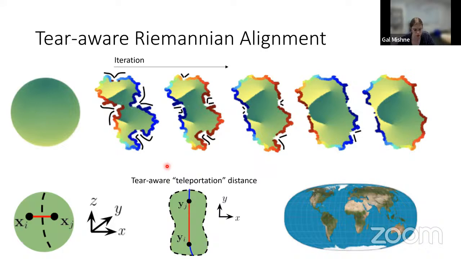It also allows us to define what we call a tear-aware teleportation distance. What does this mean? If I want to calculate the distance between these 2 points that were close to each other in the ambient space, if I want to calculate their distance in the embedding, I know that the smaller distance, rather than traveling here from yi to yj within the interior of the embedding, is actually traveling here to the boundary and then teleporting to the other part of the boundary and then traveling to yj. This is similar to if you are sailing across the Pacific Ocean, you don't fall off the face of the Earth, but rather you keep sailing across the map here in order to reach Asia.